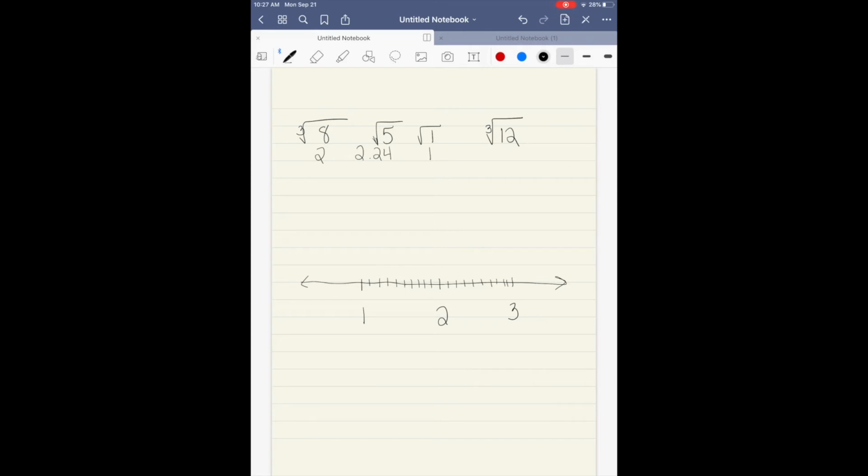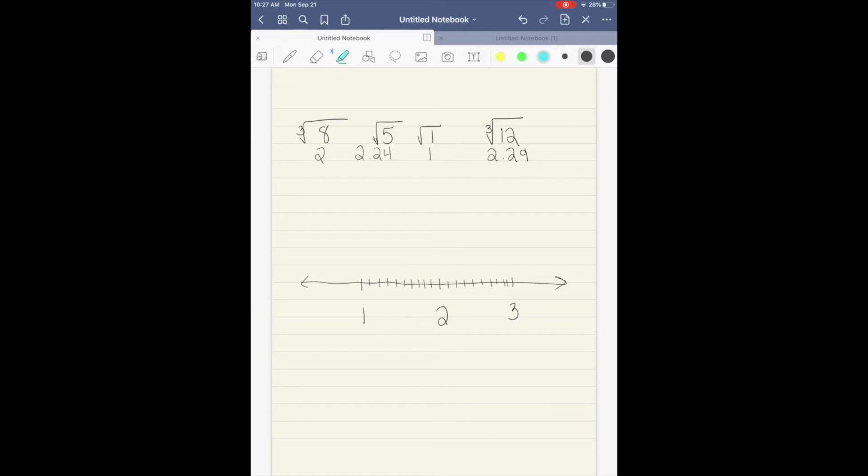And the last one we have to change to a decimal is cube root of 12. So we're going to hit 3 second caret key 12, hit enter, and this is 2.289 and a bunch of other stuff. So that 9 rounds up the 8 to a 9. So this is 2.29. As you can see, we have two answers that are very close together, and that's okay.